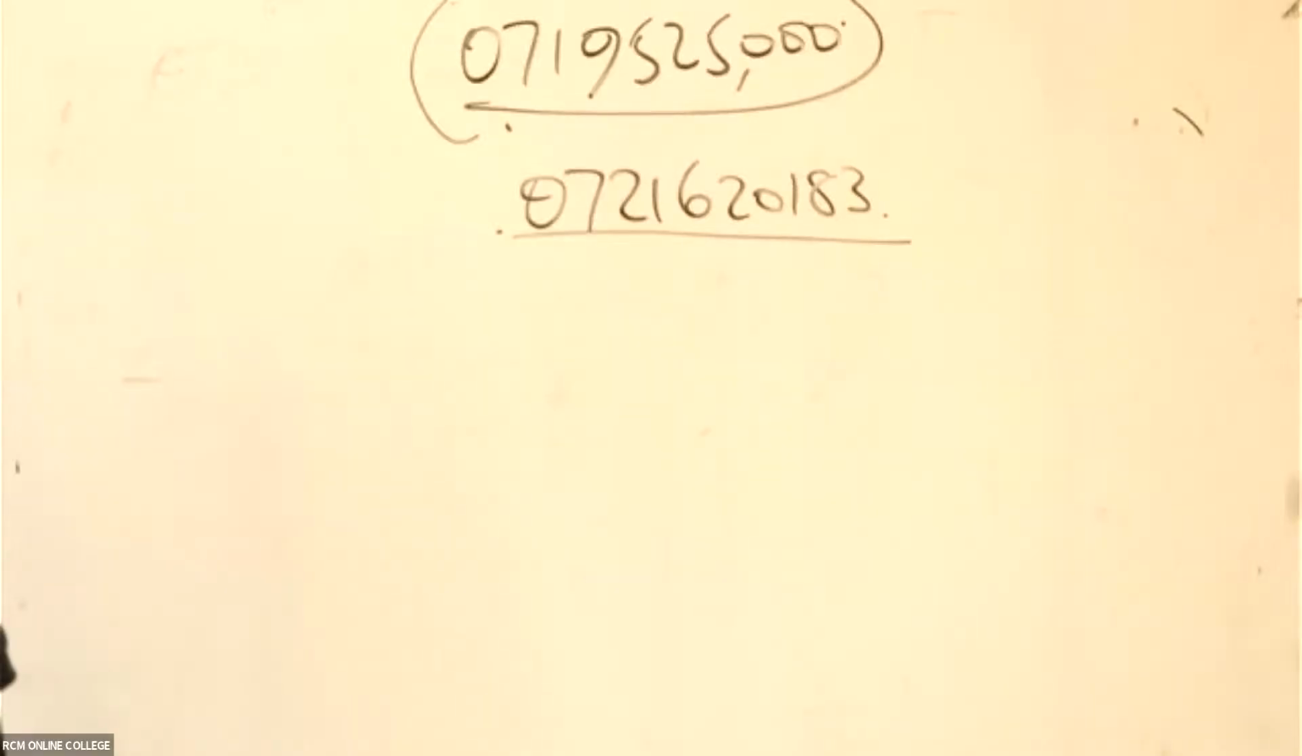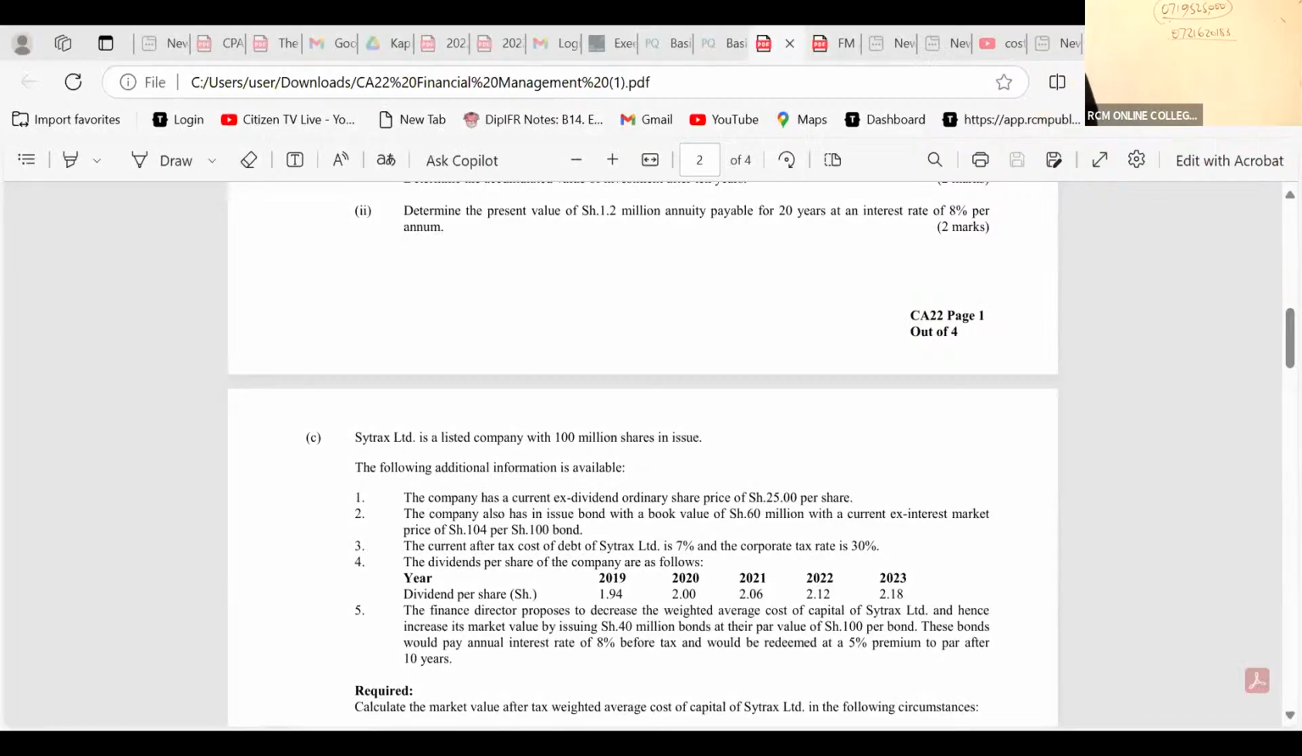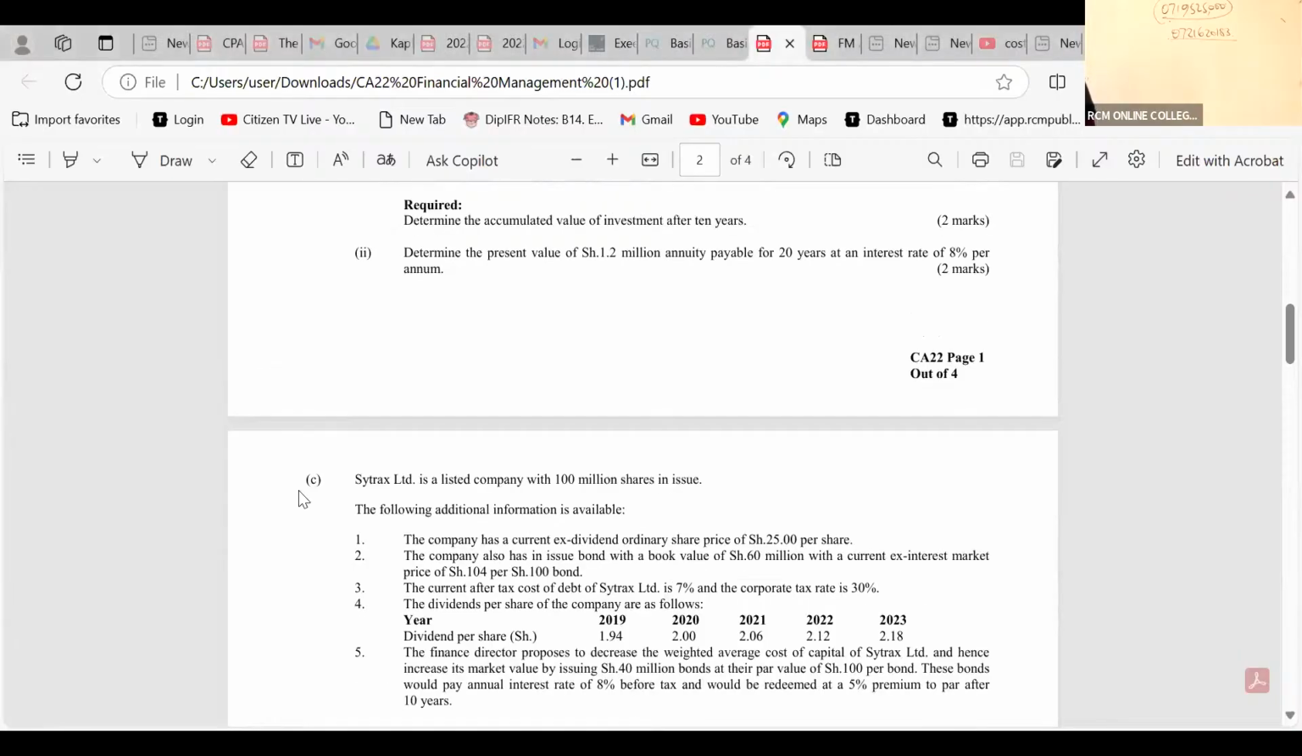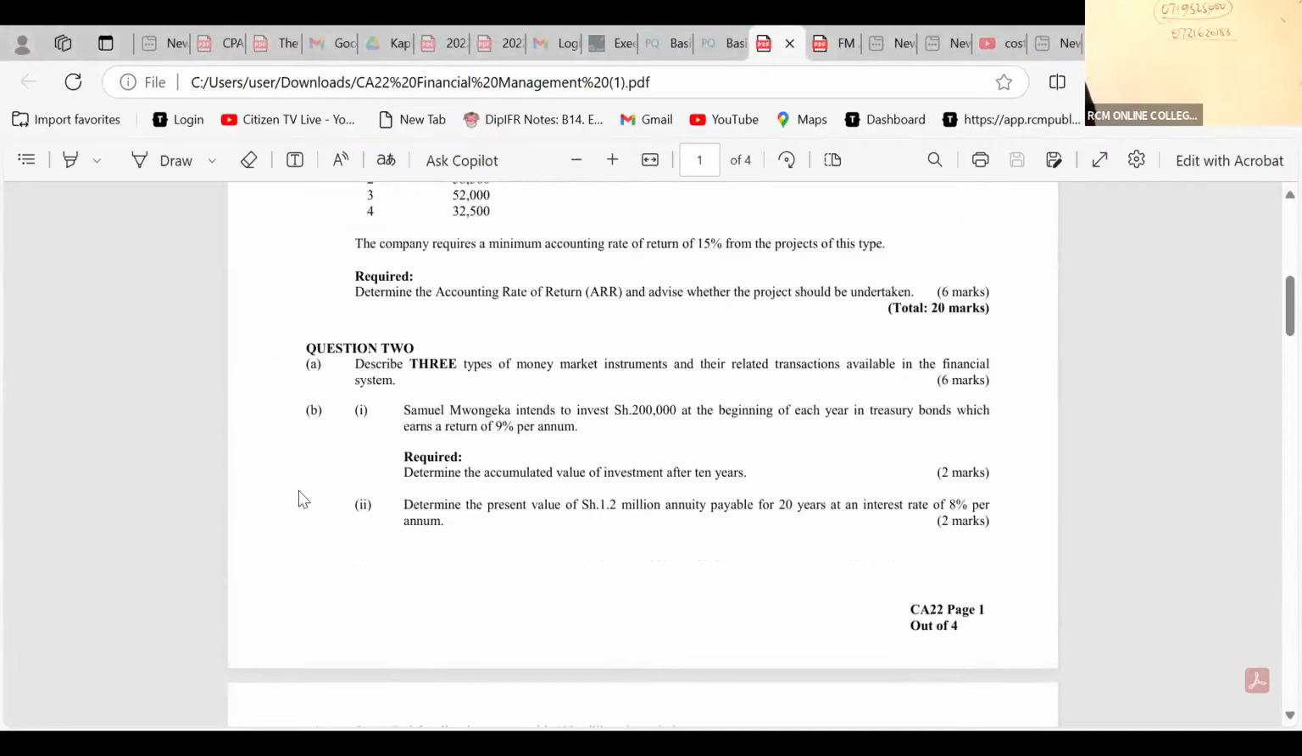But one question that I found most interesting, and I don't know why students never really performed well in it, is this question that was tested in August 2024, question number 2. Question number 2 was a very interesting question, a very easy question.